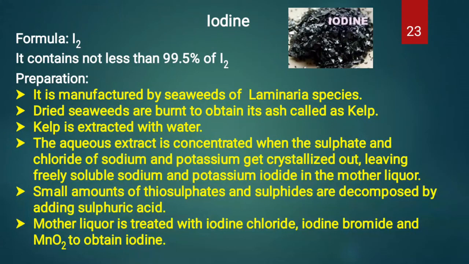Iodine. Iodine contains not less than 95% of iodine. Preparation. Iodine is basically manufactured from seaweeds of Laminaria species or Laminaria algae. Dried seaweeds are burnt to obtain ash known as kelp. This kelp is further extracted with water and the aqueous extract is concentrated, whereby the sulfate and chloride of sodium and potassium get crystallized, leaving freely soluble potassium and sodium iodide in the mother liquor.